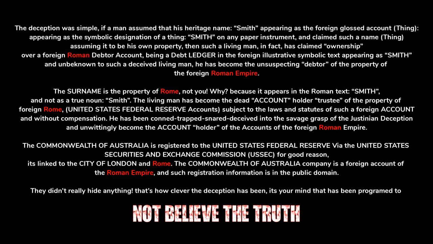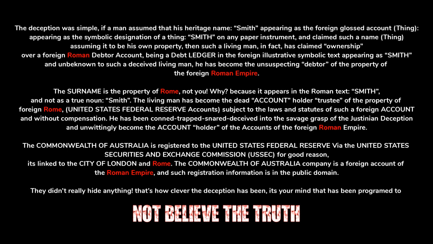Why? Because it appears in the Roman text, Smith, and not as a true noun, Smith. The living man has become the dead account holder, trustee of the property of foreign Rome, United States Federal Reserve accounts subject to the laws and statutes of such a foreign account and without compensation. He has been conned, trapped, snared, deceived into the savage grasp of the Justinian deception and unwittingly become the account holder of the accounts of the foreign Roman Empire.